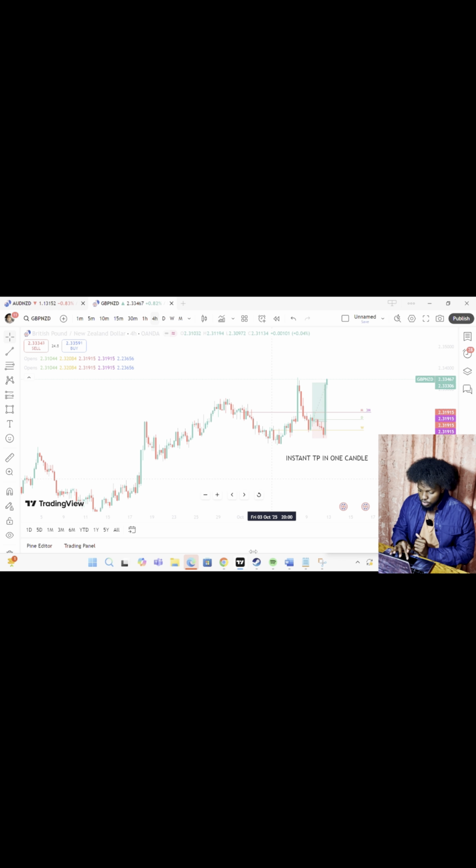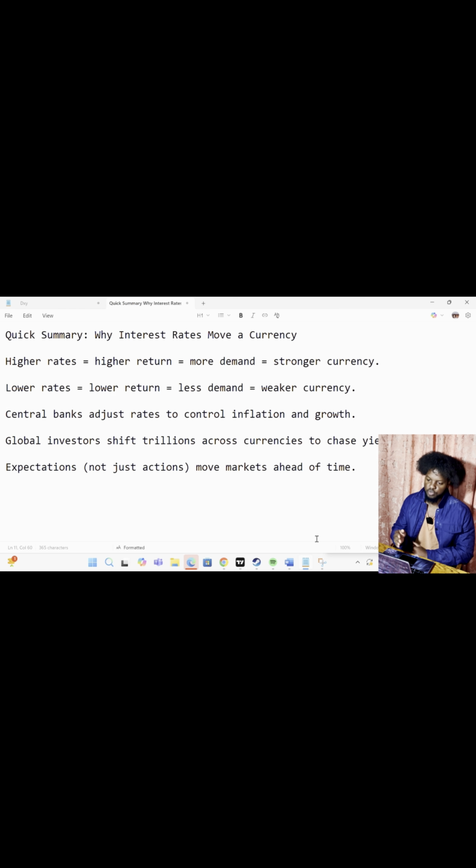Well, today we're talking about interest rates, and I created a small summary here for you guys. So what are interest rates? Interest rates are determined by the country's central bank, right?